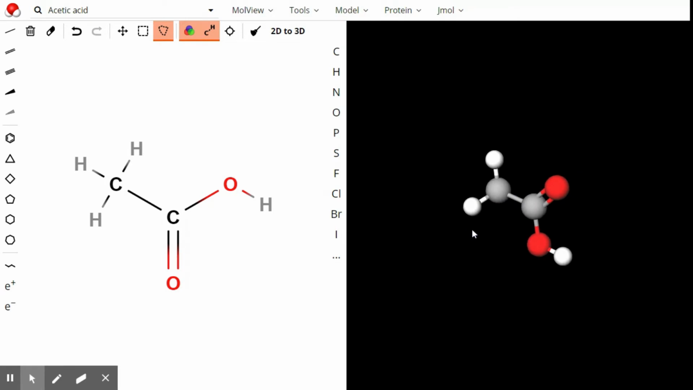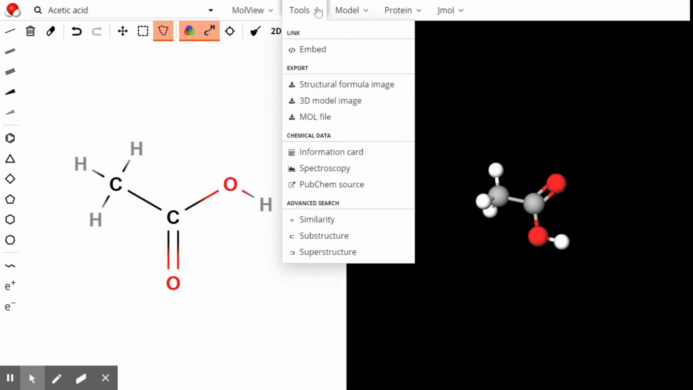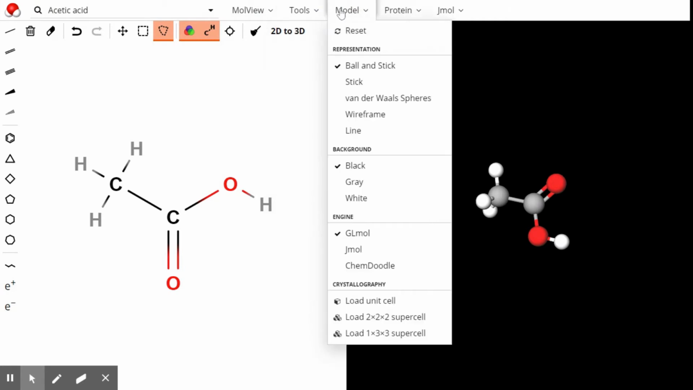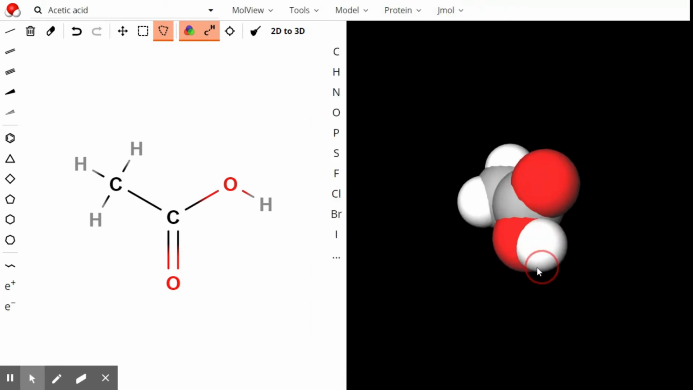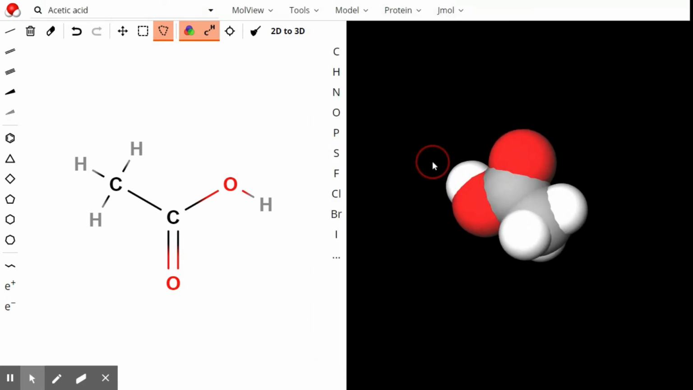Okay, we can also change the way we view this. This is called a ball and stick model for obvious reasons. But if you go to tools, model, there we go, you can do ball and stick, you can do stick. Sometimes you'll see models like the snatoms I have in my class that look like this, where they're kind of blown up in spheres. This is called a space filling model.